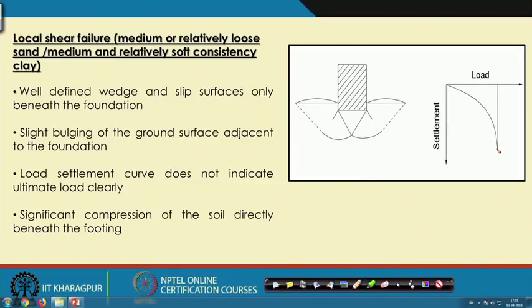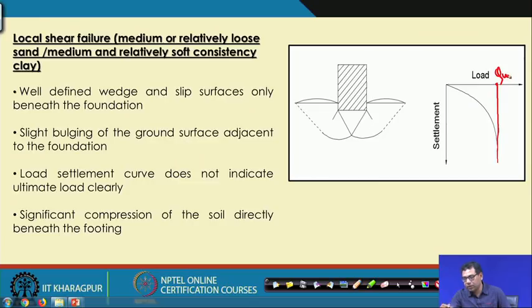The single tangent method means, suppose the load settlement curve, after a certain settlement, is parallel to the settlement axis, then we can draw a tangent over the last portion of the curve. So we can get Q u. If it is still not parallel, still increasing, then we can go for the double tangent method. We draw a tangent on the initial portion of the curve and the final portion of the curve, then the intersection point will give me the Q u.